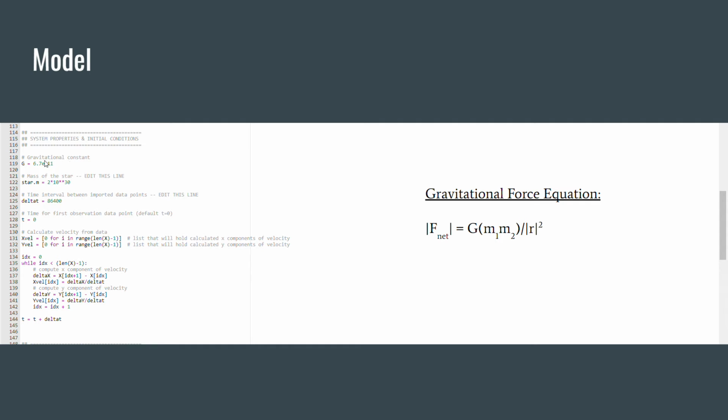Here we plug in the value for the gravitational constant, and we give the star's mass. In this case, for this model, we assume that the time interval between the imported position data points is a day, which I represent here in seconds. Here we are calculating the velocity from our position data values, specifically the x and y components.